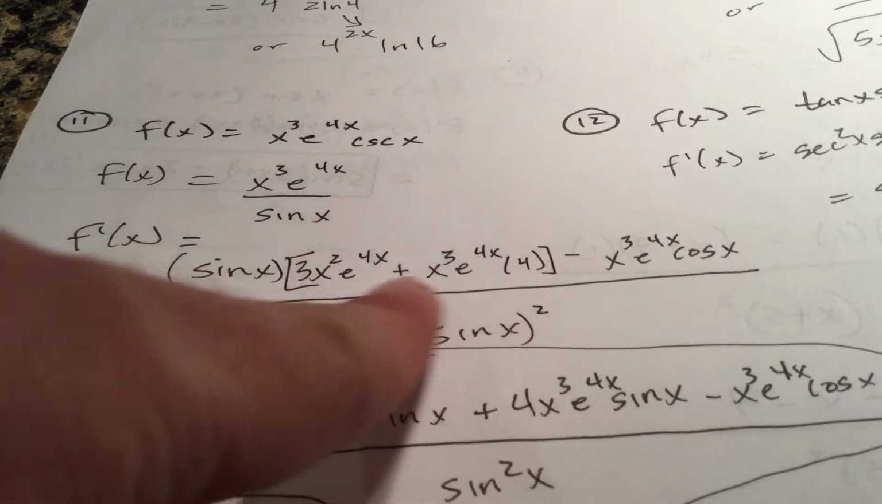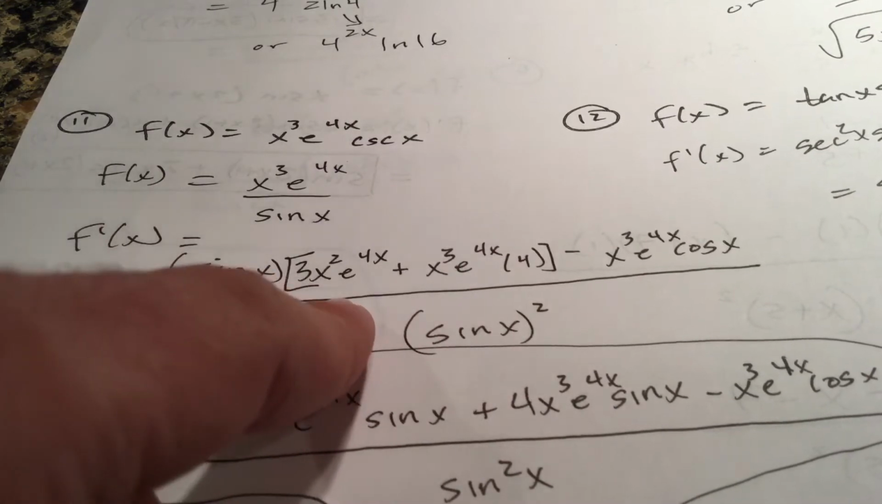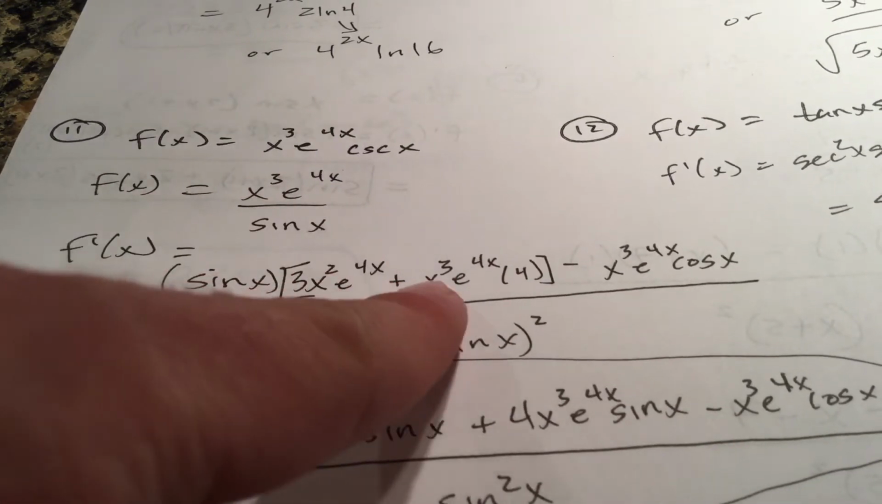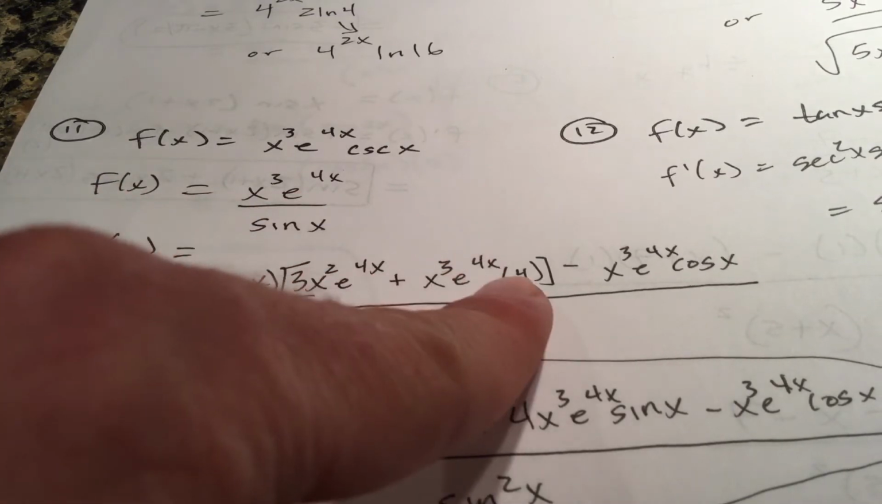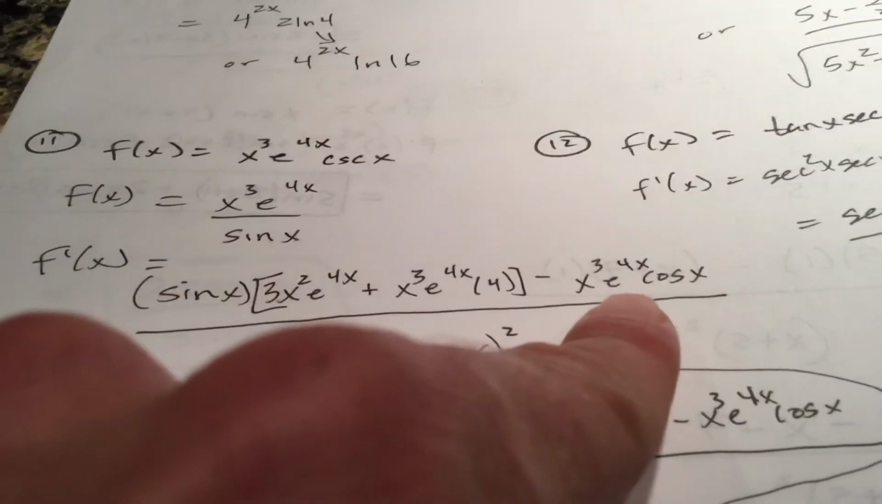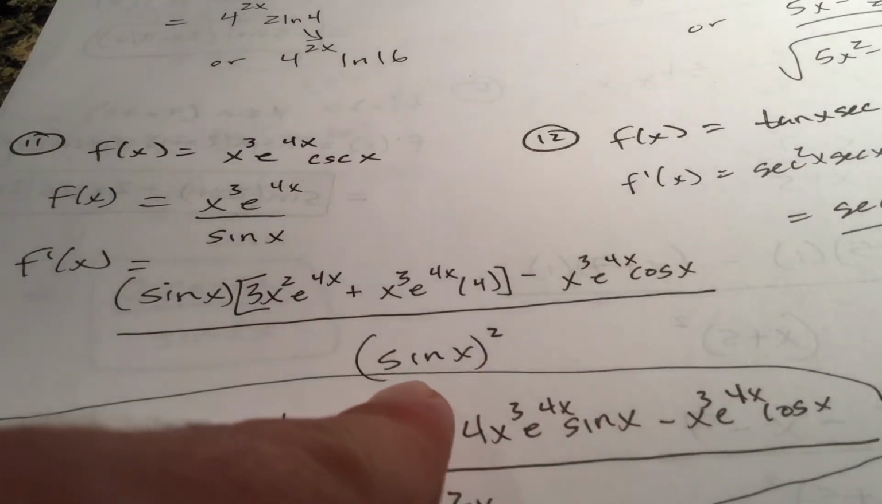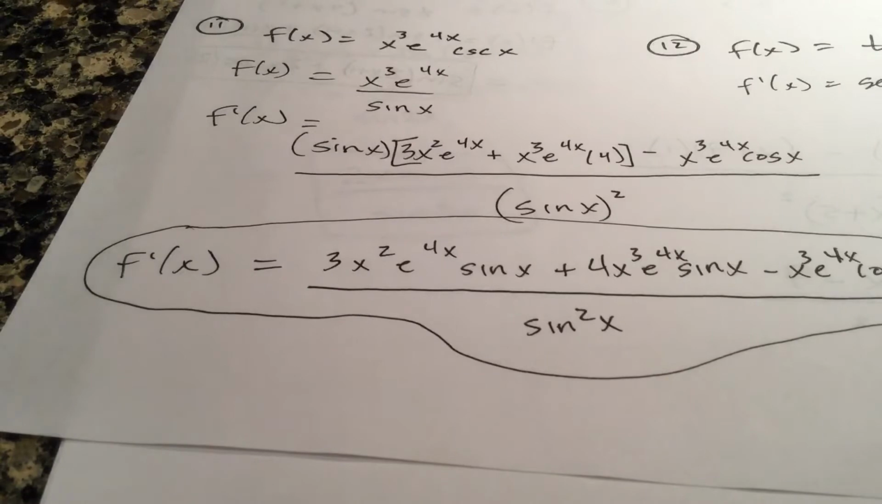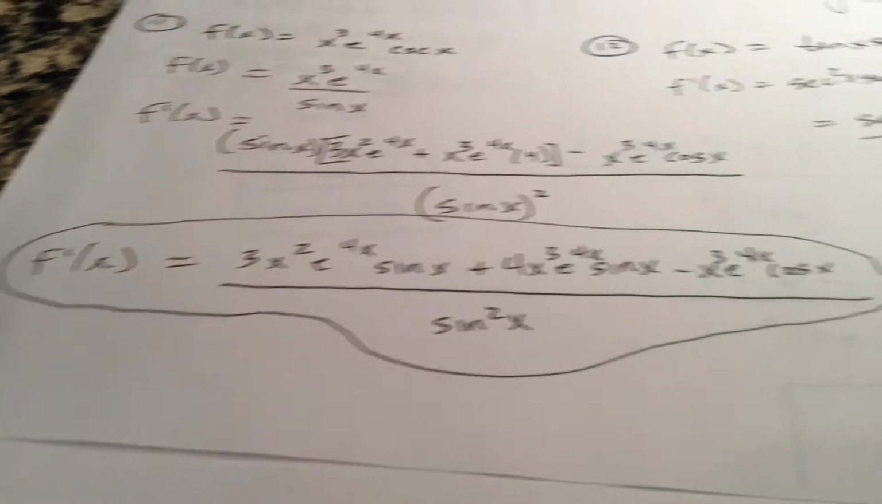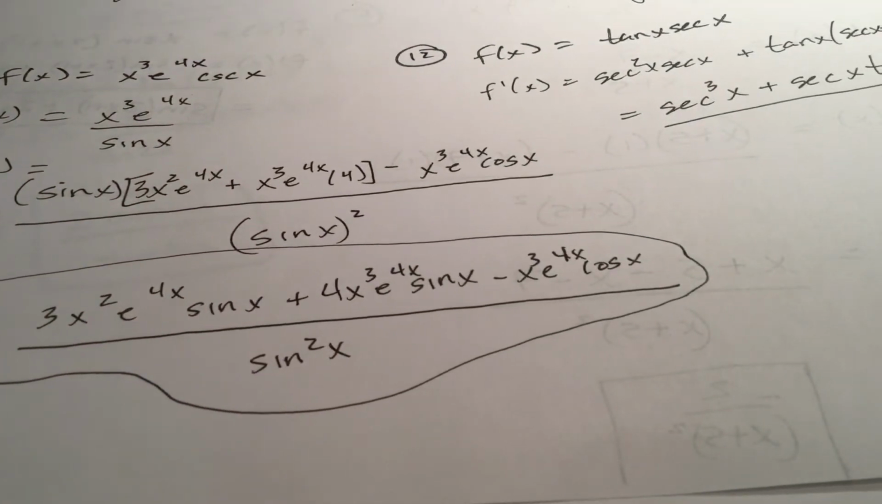Low times the derivative of the top. Product rule, derivative of the first times the second plus the first times the derivative of the second, e to the 4x times 4, minus high, derivative of sine is cosine, all over the square of what's below. And just simplify. So hopefully I simplified it correctly. If you have any issues, talk to me about it in class.